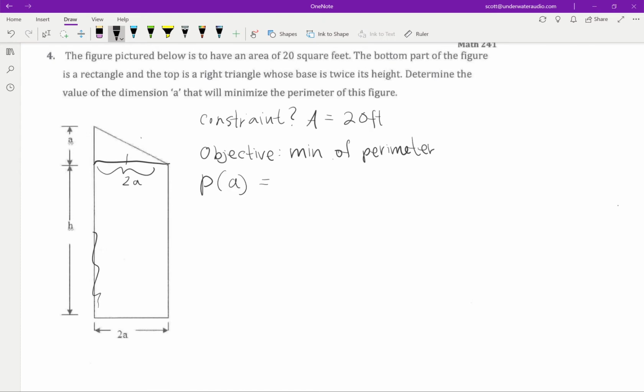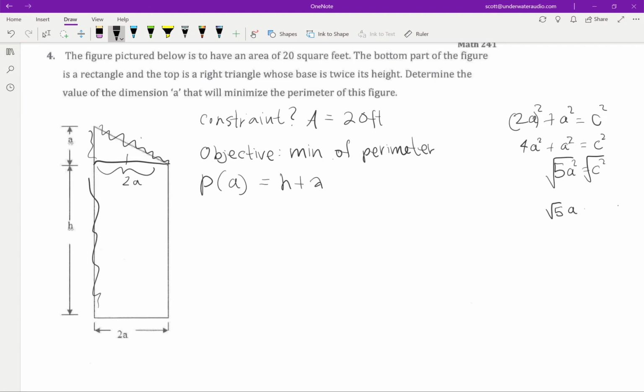So I would just start here, perimeter, so h, then plus a. Now I need this right here. To find the side of a triangle, I'd use the Pythagorean theorem. So (2a) squared plus a squared is equal to whatever that side is. I'll call it c. I need to be careful with my parentheses here because (2a) squared is 4a squared, plus a squared equals c squared. So 4a squared plus a squared is 5a squared. Then I would take the square root of both sides, and that's square root of 5 times a equals c.